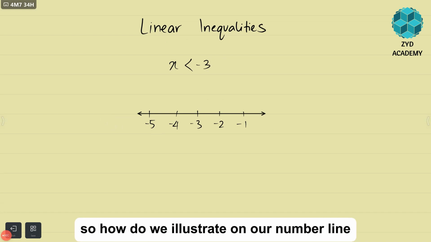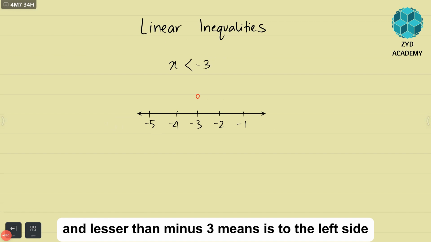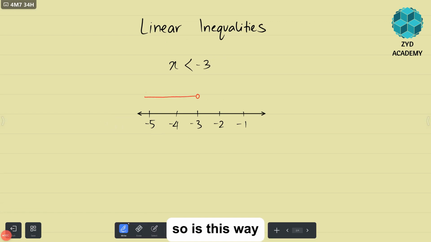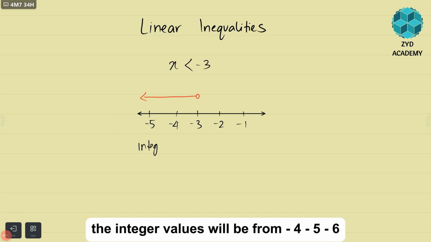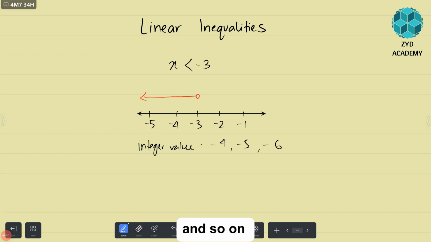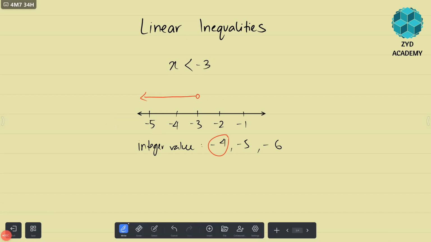So how do we illustrate this on our number line? Minus 3 is here, so we draw a circle again. Lesser than minus 3 means it's to the left side, so it's this way. So what are the integer values? The integer values will be minus 4, minus 5, minus 6, and so on. Minus 4 will be the greatest integer value for x in this case.